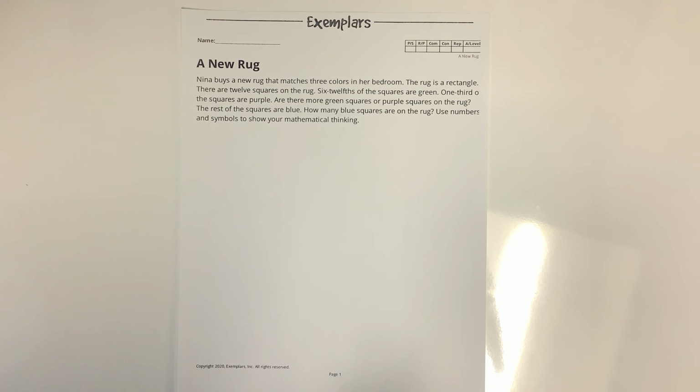Now, I'm going to start by reading this problem. Nina buys a new rug that matches 3 colors in her bedroom. The rug is a rectangle. There are 12 squares on the rug. 6/12 of the squares are green. 1/3 of the squares are purple. Are there more green squares or purple squares on the rug? The rest of the squares are blue. How many blue squares on the rug? Use numbers and symbols to show your mathematical thinking.